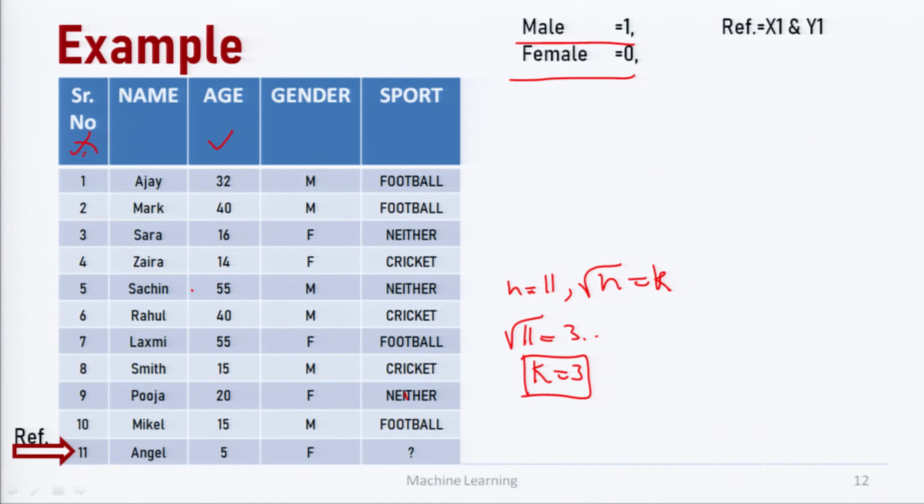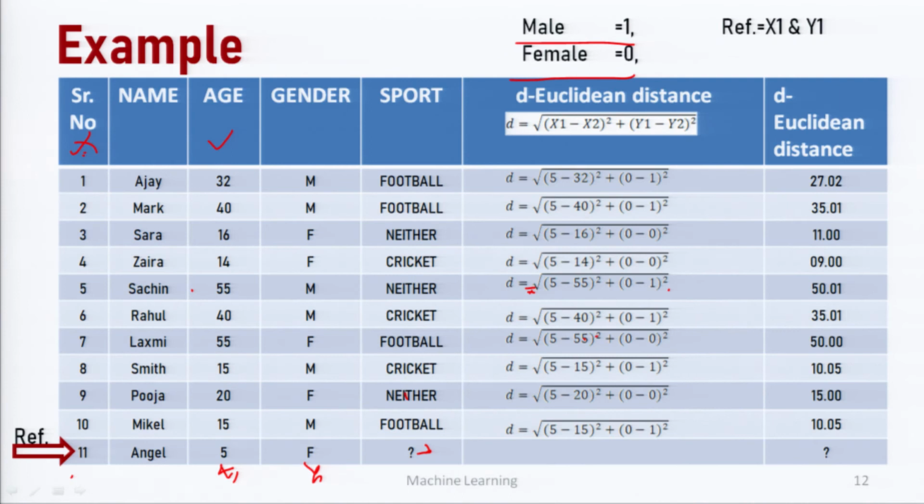So, how will we now apply the KNN algorithm and find out whether she plays cricket or football or neither of the two? This is taken as the reference, x1 and y1, and x2 and y2 are the values of the rest of the samples. So, the Euclidean distance is computed where x1 and y1 are the reference values and x2 and y2 are the values of these samples, and based on that their values are calculated.